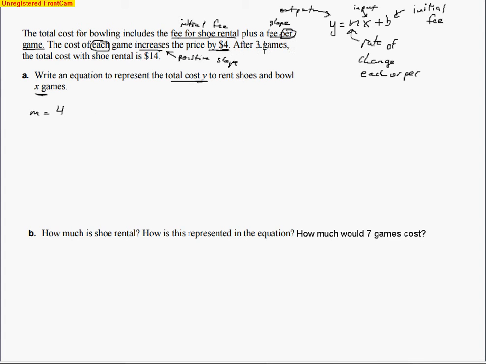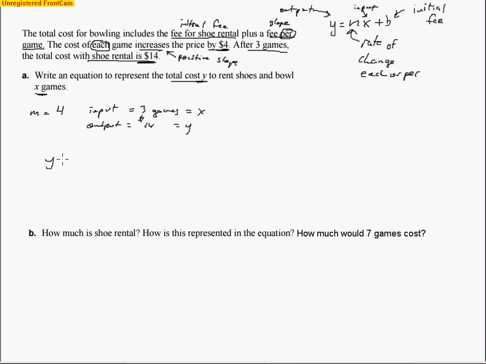So now we read on. It says after 3 games, the total cost with shoe rental is $14. That includes the shoe rental. So what they're giving me is an input and an output. The input is 3 games. That is the x component. The output is $14. That's the total cost. And so now, again, this represents our x value, this represents our y value. So now we can take those values and substitute.